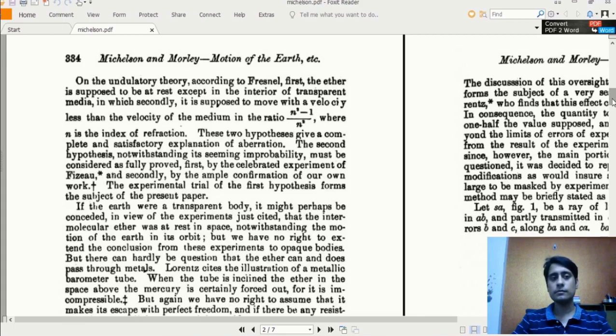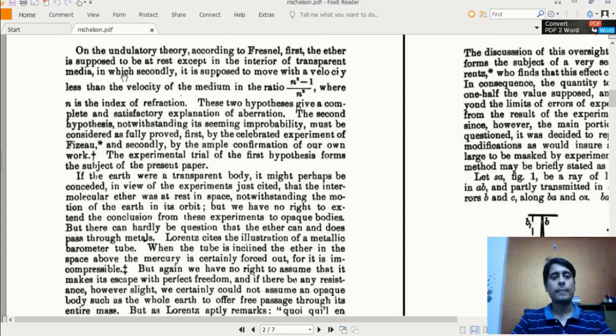So let's go ahead. On the undulatory theory, according to Fresnel, first, the ether is supposed to be at rest, except in the interior of transparent media like glass and water. The ether is at rest, but inside the transparent media, because there is some flow, the ether is not at rest. Secondly, it is supposed to move with a velocity less than the velocity of the medium.